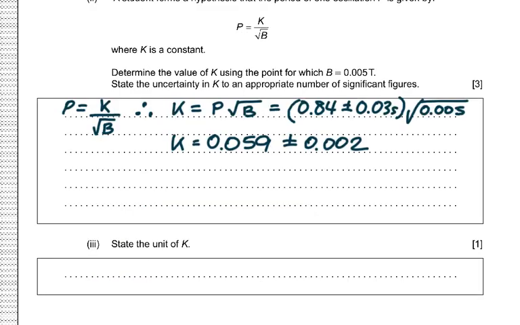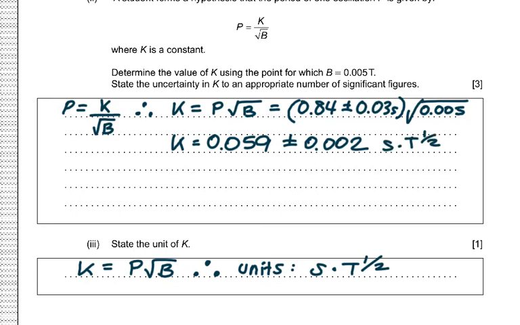That's actually B(iii) down on the bottom. State the unit of K. Period is in seconds, and magnetic field strength is in Tesla, but that's the square root of B, so that gives us units of seconds times Tesla to the 1/2. I'm remiss in not writing the units up top here. And there we have it. Let's see if there's more to this question.